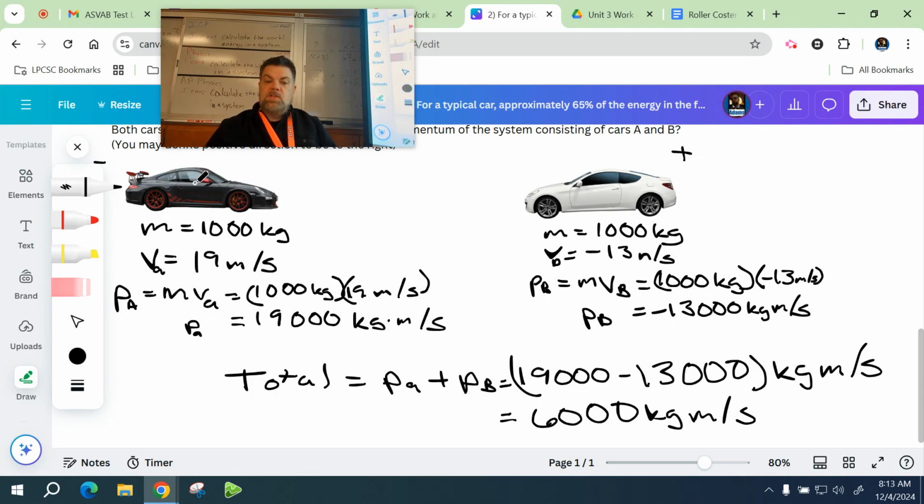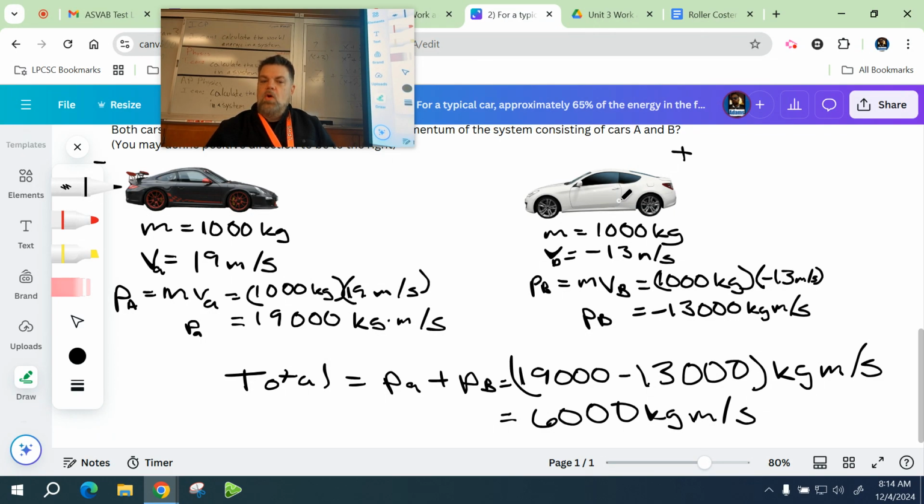And common sense wise, the black Porsche, I think that's a Porsche, is just going way faster, so it's going to have more momentum. So that momentum from the black Porsche is going to overtake this white, whatever this is. It looks like a Dodge Neon or something. I don't know what that car is.